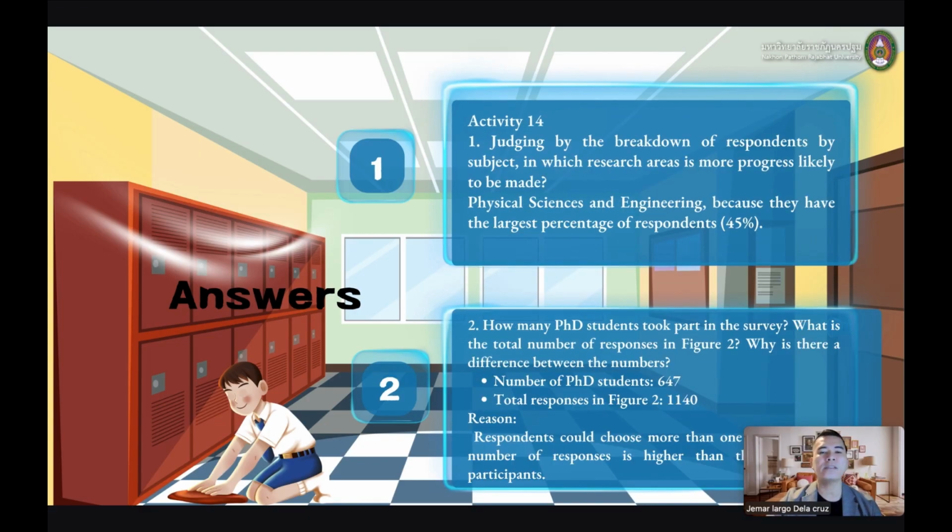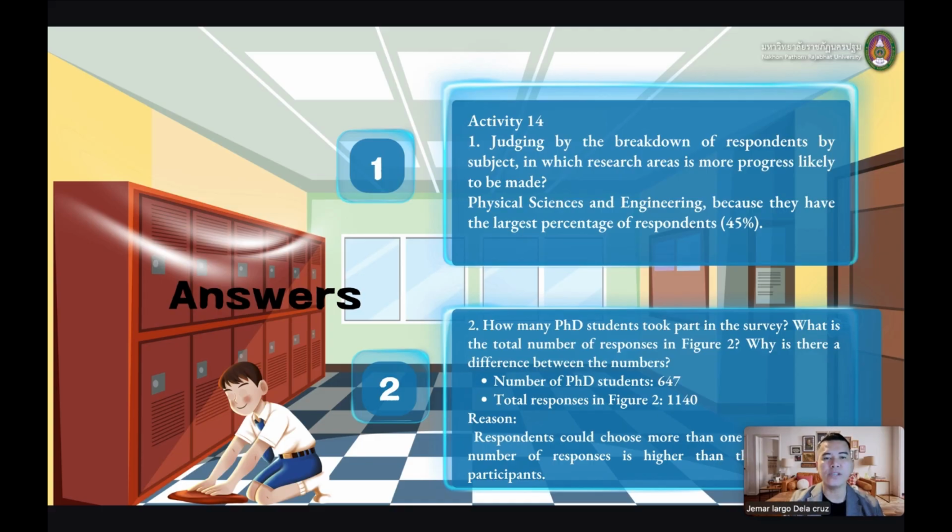Next, for activity 14, judging by the breakdown of the respondents by subject, in which research areas is more progress likely to be made? So physical sciences and engineering, because they have the largest percentage of respondents, 45%. Then number two, how many PhD students took the survey? What is the total number of responses? This is correct, by the way, number one, because as you can see there, physical sciences and engineering got the highest, which is 45%.